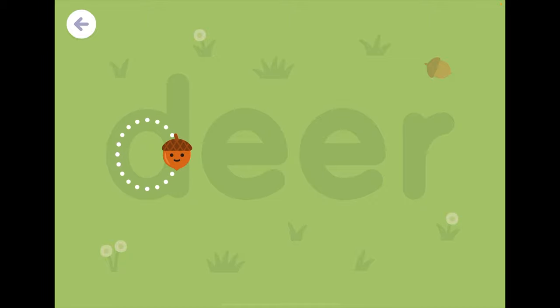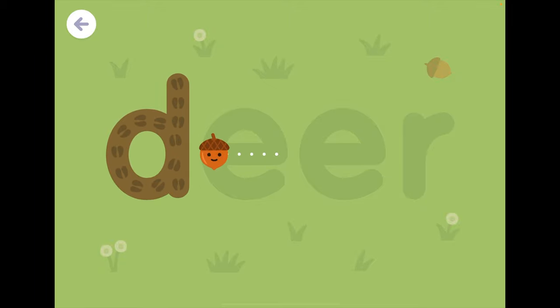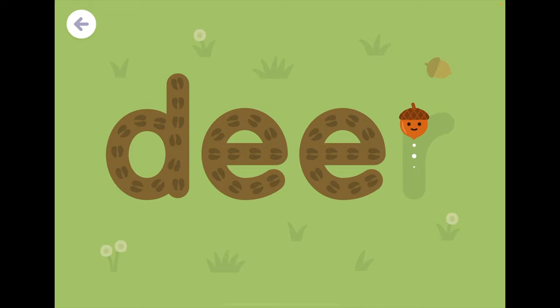This is the word deer. This is another D. That uses two E's to make that long E sound. E. Deer. E. Deer. R at the end. Deer.